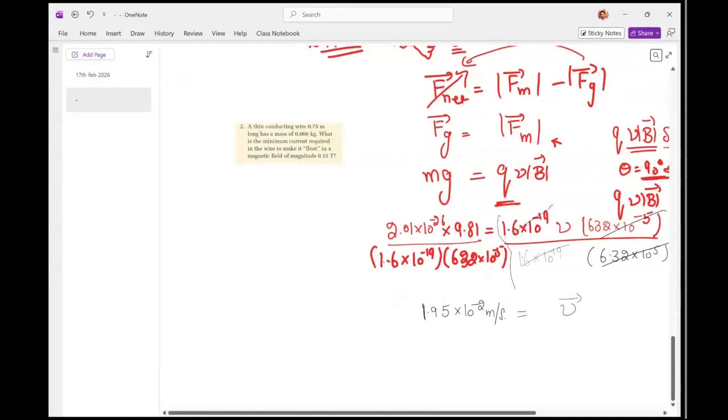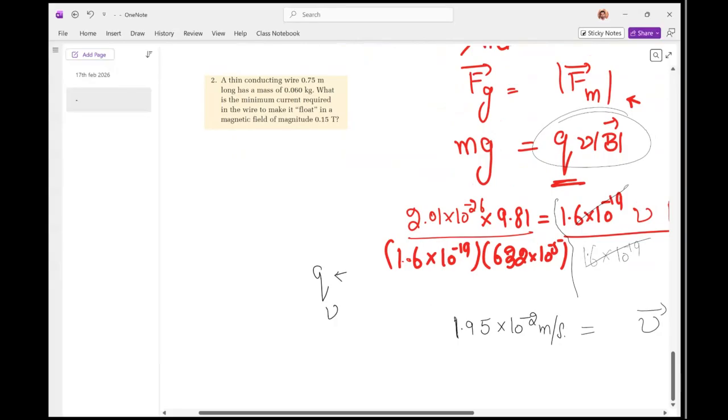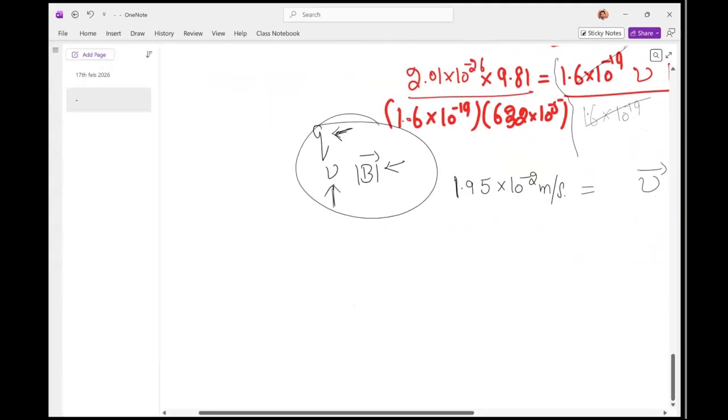Now, this is the formula for magnetic force you're going to use when you are given the charge, velocity, and magnetic field. These are the three things we are talking about. There is another formula for the magnetic force that is in the form of current. That is ILB.